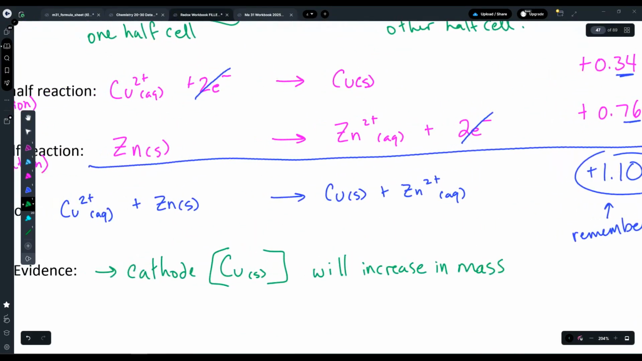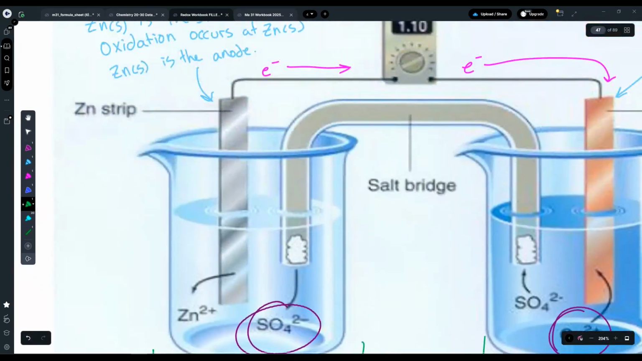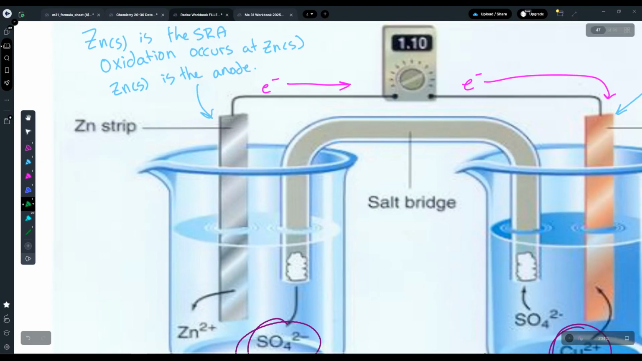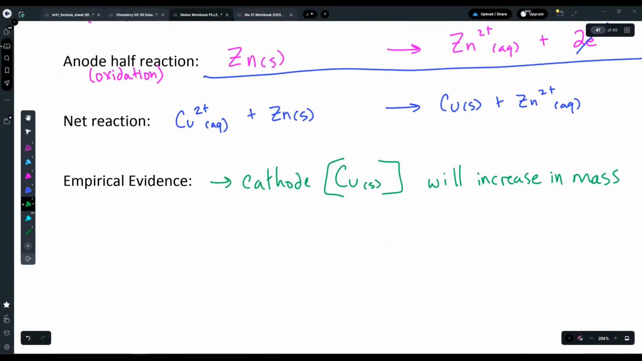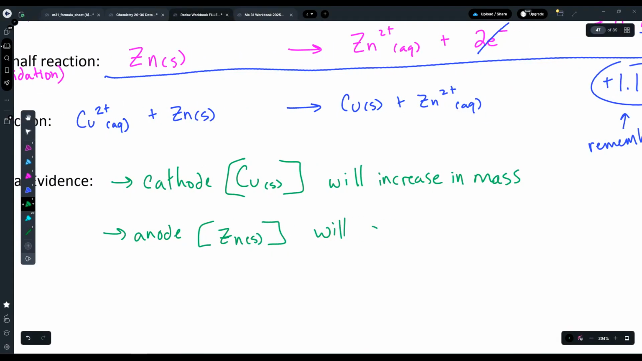Looking again at my net reaction, I'm noticing that zinc solid turns into zinc 2 plus. So that means the amount of zinc that we have is diminishing. And what's made up of zinc solid? Well, that's our anode. So our anode, which is zinc solid, will decrease in mass.